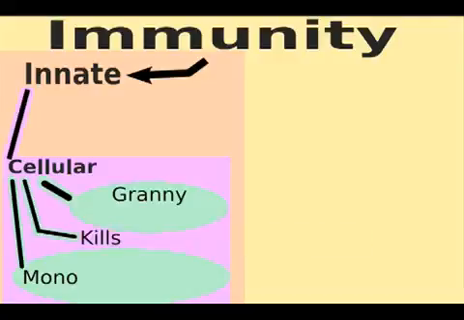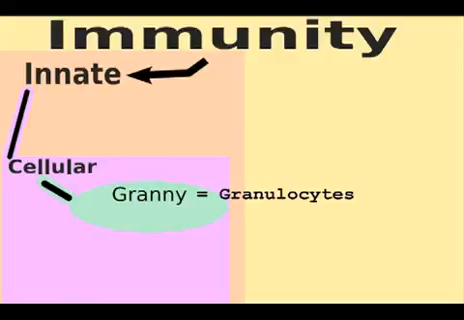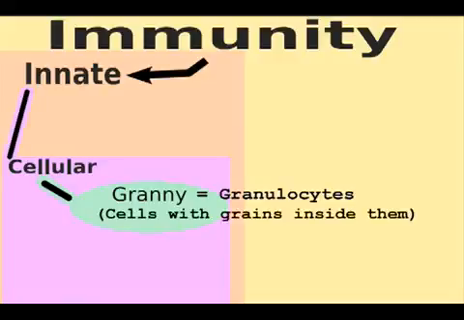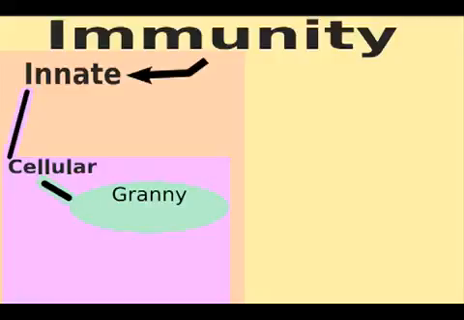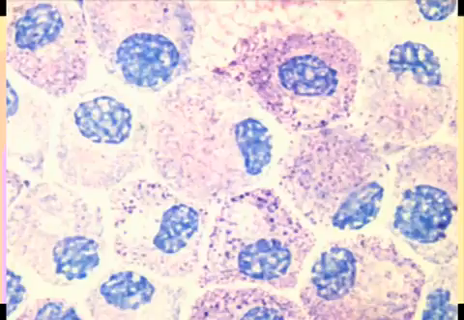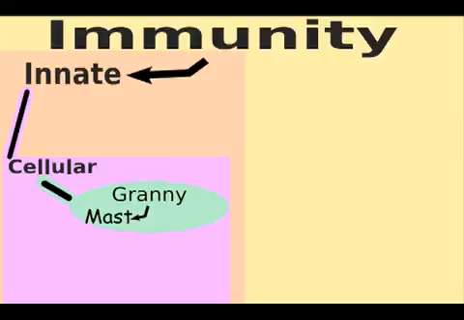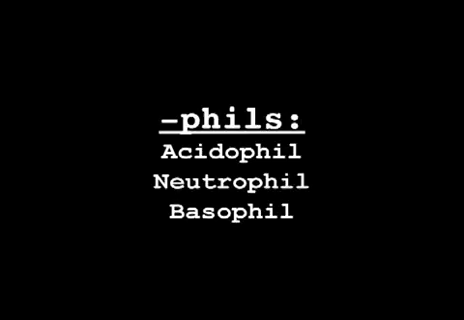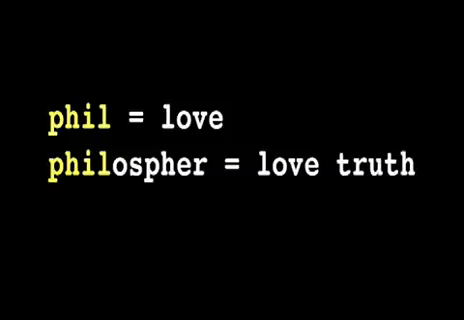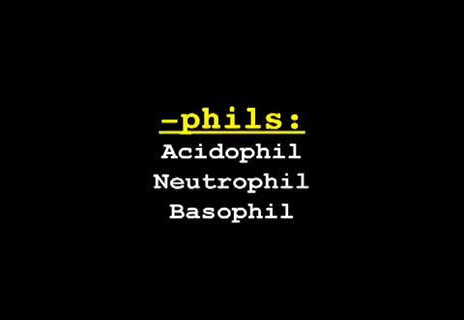Mono kills granny. Granny stands for granulocytes. Granulocytes are cells that have grains inside them. There are 2 types of granny cells, mast cells and the fils. Mast cells release its grains during allergies. You may have heard of histamine for mast cells. The fils refer to acidophil, neutrophil, and basophil. Phil means love, like a philosopher loves truth and a pedophile loves children. The fils love certain pHs so much that when you stain them at the correct pH, they will happily change color to express their love.